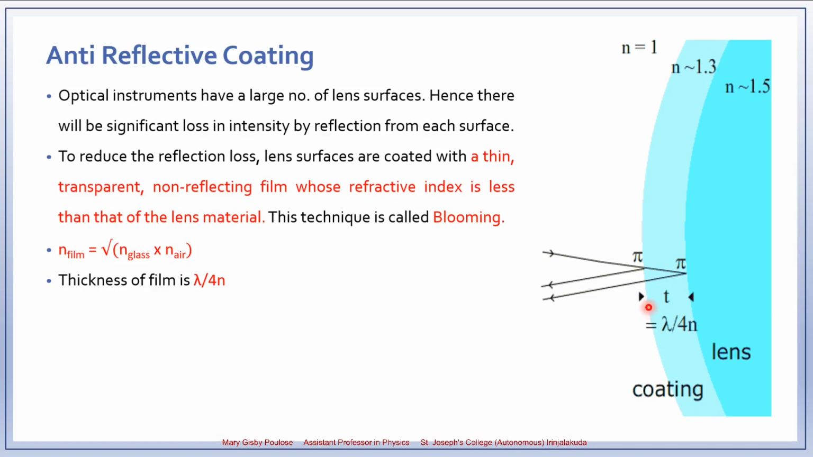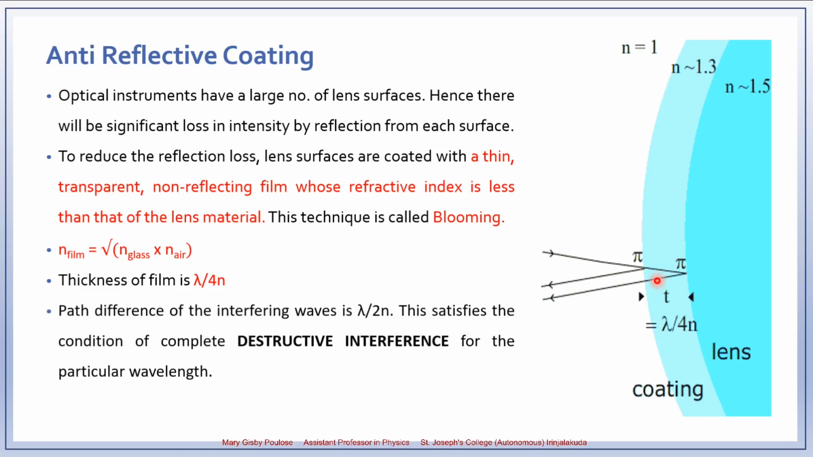Now, is there any phase change upon reflection? In both the cases, from the top of the thin film, light is passing from a rarer medium, air, to a denser medium, that of film. So, phase change does not take place. Again, on top of the lens surface, light is entering from a rarer medium of the film to a denser medium, that of the lens. Again, here on reflection, there will be no phase change. Thus, there will be no path difference due to phase change. So, path difference will be twice of lambda by 4n.